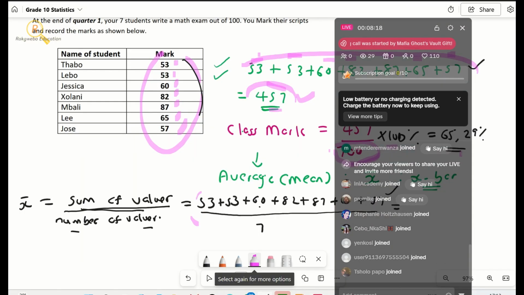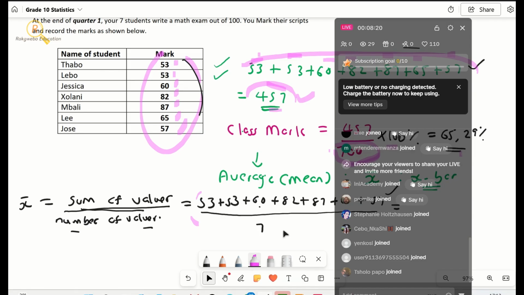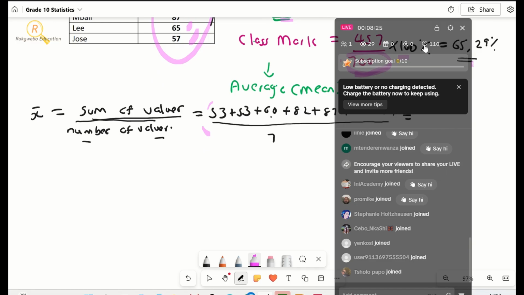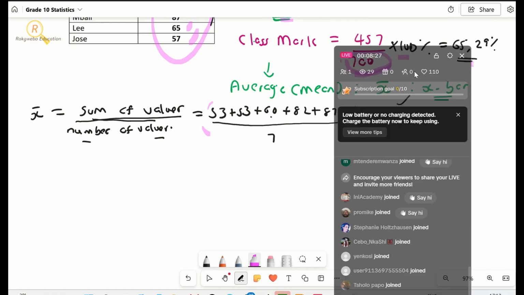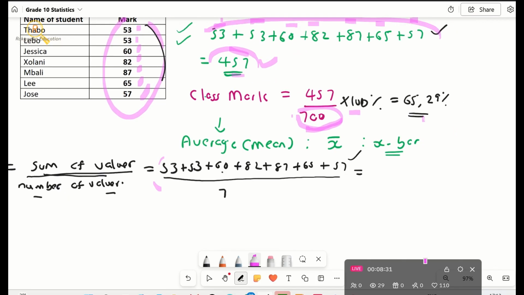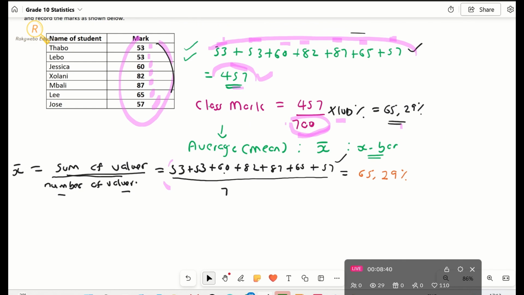Okay, sharp. So let's go back to the whiteboard. You can see the whiteboard, I guess. Okay, proper stuff. So now let us do another example on this, ne? So we got an answer of 65.29%.